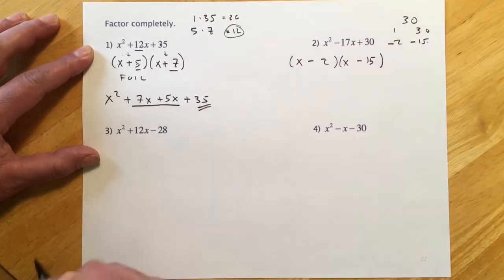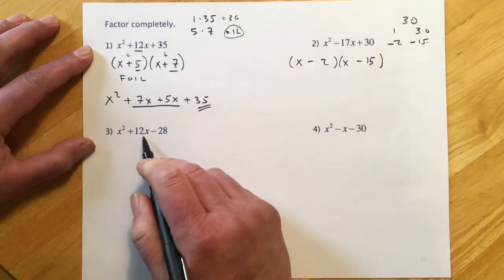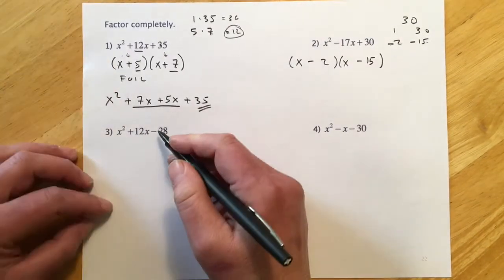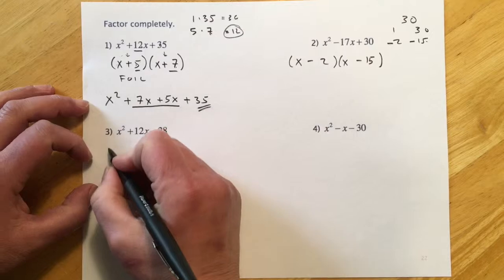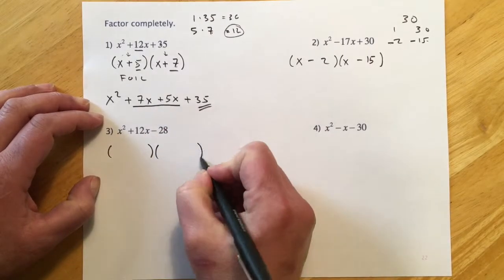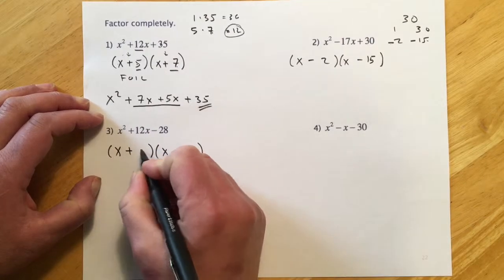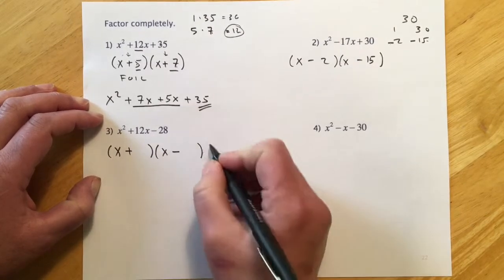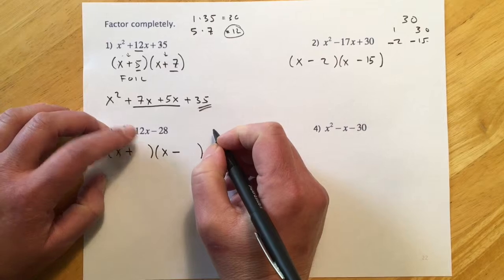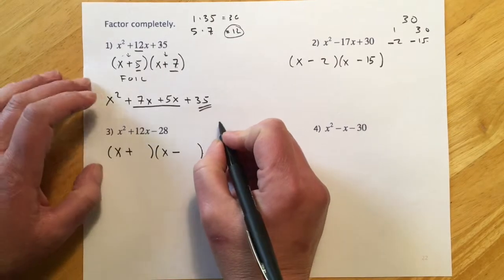Sorry, I think I said 5, but 15 I should have said. For this one, now they're multiplying to a negative. To do that, we'd have to have mixed signs. So if I'm thinking about how I'm going to set this up, it's going to have to go plus and minus, because to get a negative 28, one has to be positive, one has to be negative. Then in the middle, they still have to add to be 12.